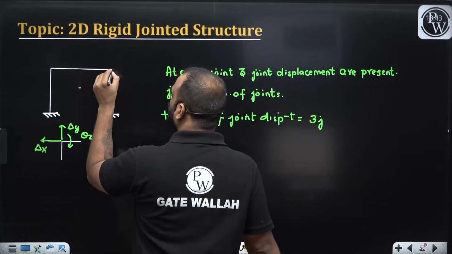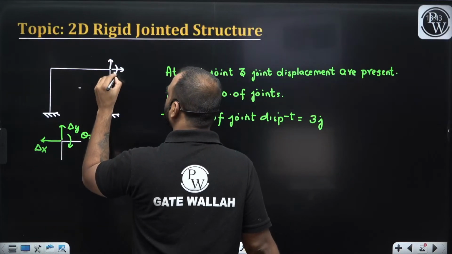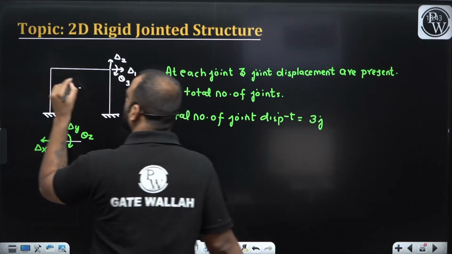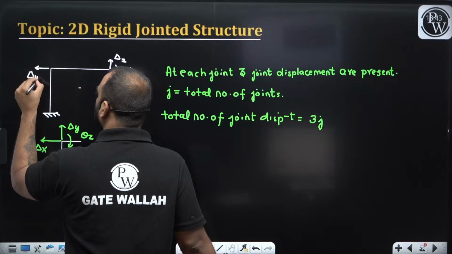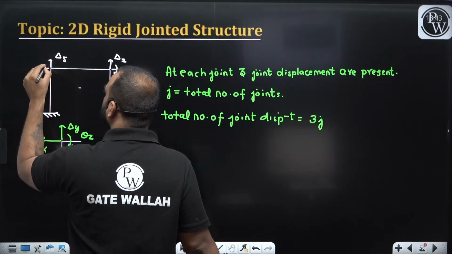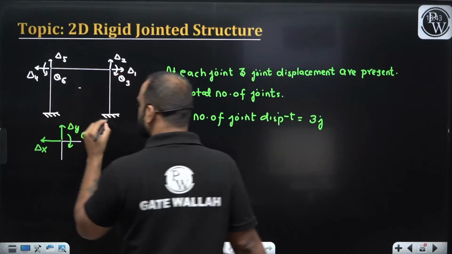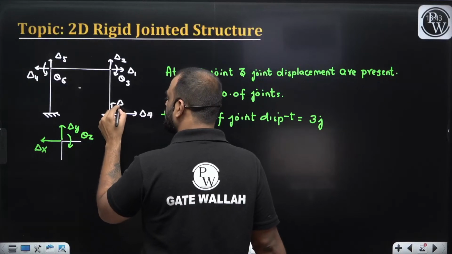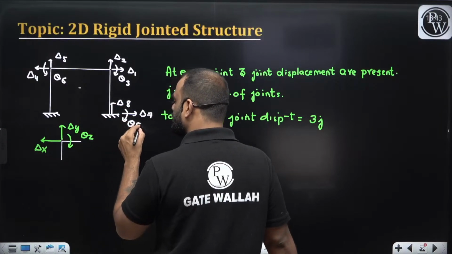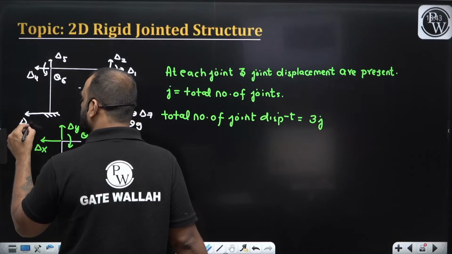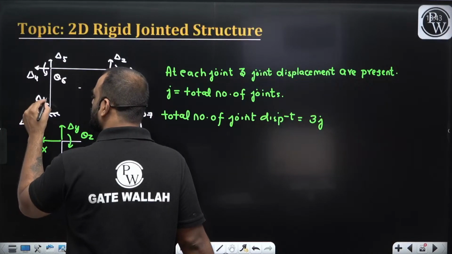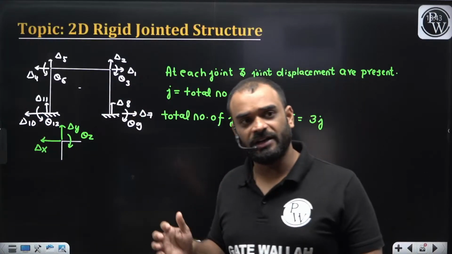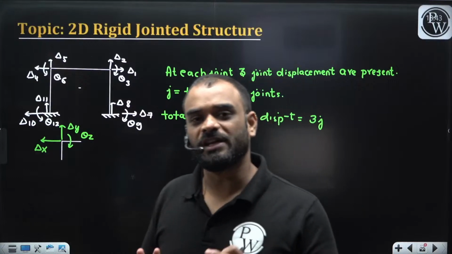Let us write it down. 1, 2 and 3. We'll write it like this: delta 1, delta 2 and theta 3. Then 4, 5 and 6. Then similarly we have 7, 8 and 9. At this joint also 10, 11 and 12.